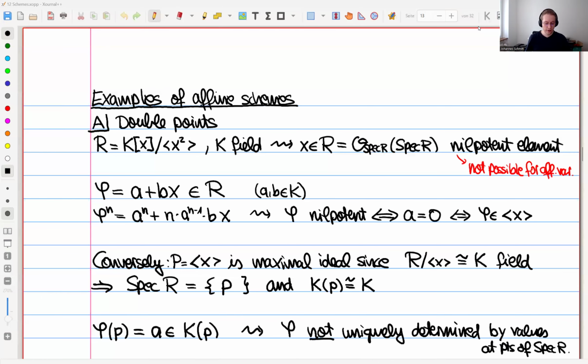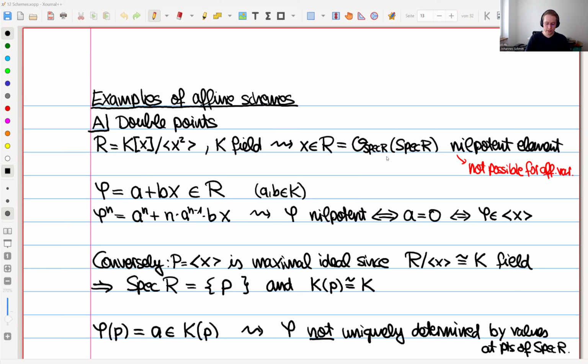So after all this theory, let's now look at some examples of affine schemes. And the first one is one that we have already seen a bit, that we can now do properly, namely the double points. So let's take for R this ring, which is k[x] modulo x squared, where k is a field. Then we can see x as an element of R, and R, as we have seen, is just the set of all global functions on spec R.